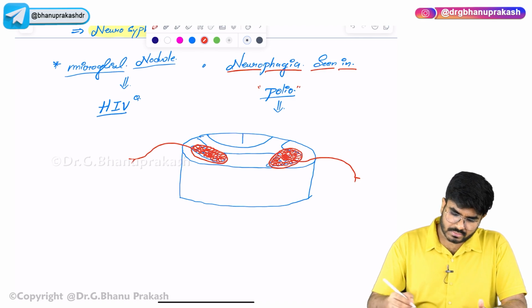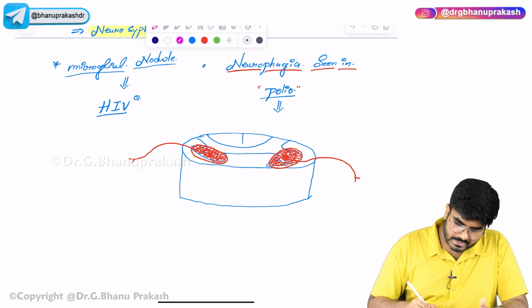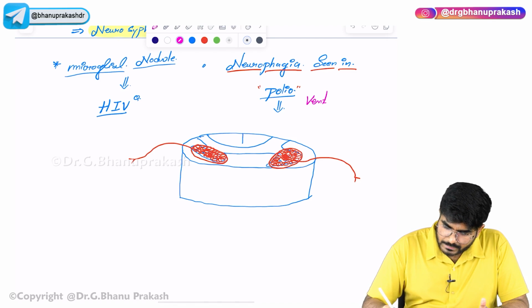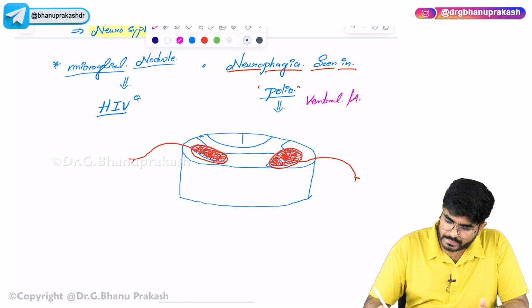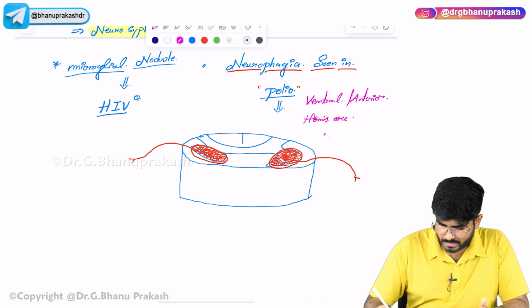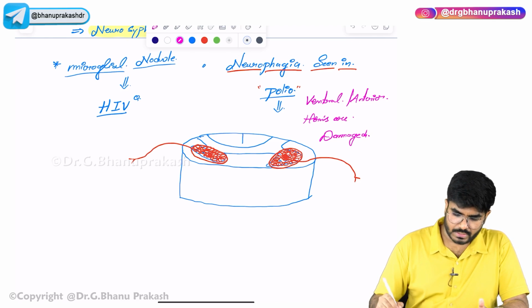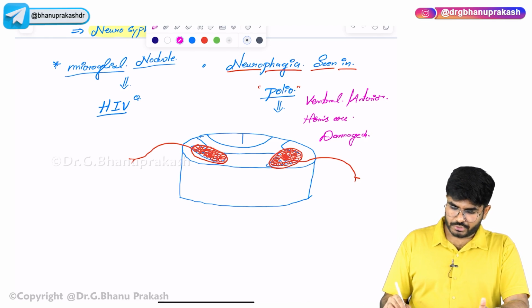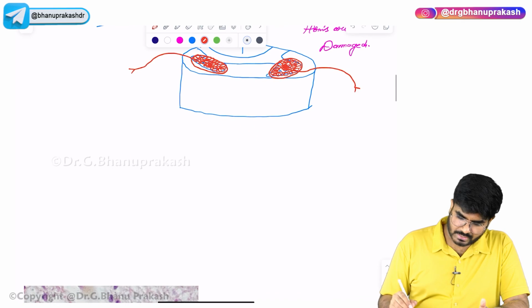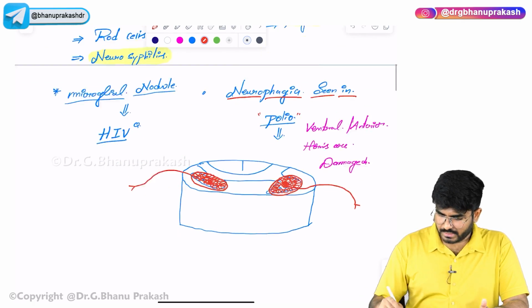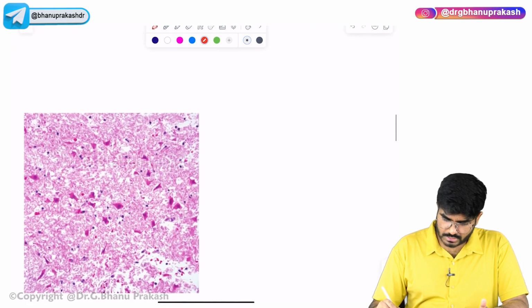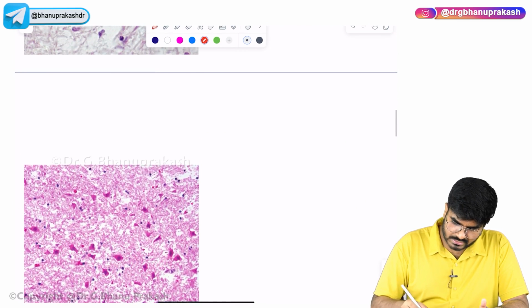So done. One important point I want you to know here is that neurophagia is seen in polio, where the ventral or anterior horns are damaged. Okay, next, what else I should teach you is the astrocytes. Let's discuss the astrocytes now. Here, don't forget, this is the microglial nodule. After this, now let's discuss astrocytes.